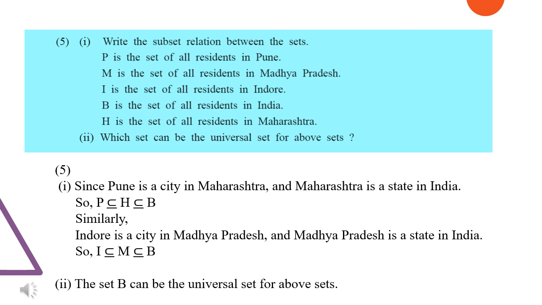Which set can be the universal set of the above sets? Now, all of these cities and states which they have given fall in India. Correct? They are found in India. And therefore, India, which is represented by set B, can be the universal set.